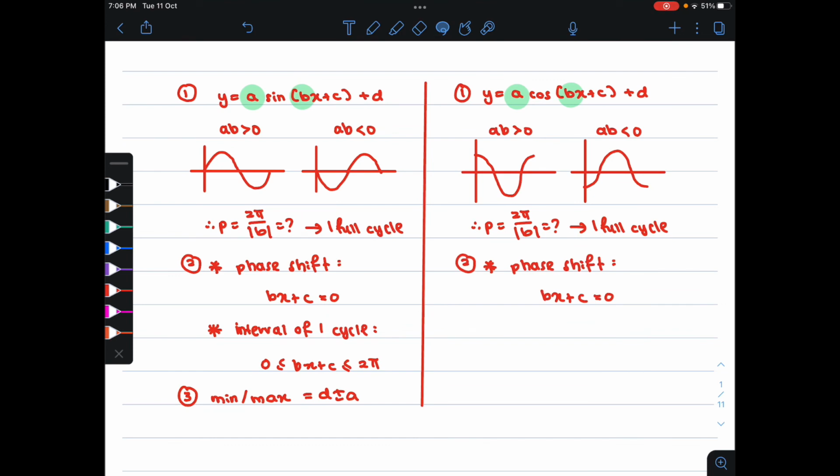The second step is to find the phase shift, so just let everything inside the bracket equal to 0, and then you find the value of x. That will give you the phase shift. You also need to find the interval of one cycle, so just let bx plus c be between 0 and 2π, and make sure that you put the equal sign here. And the last step is to find the minimum and maximum value of your y coordinate, so just write down d plus minus a.